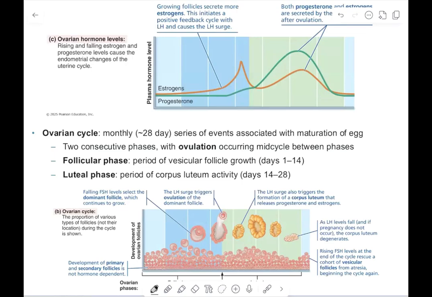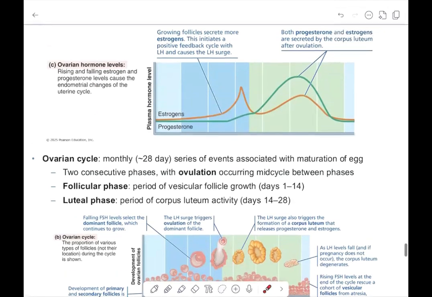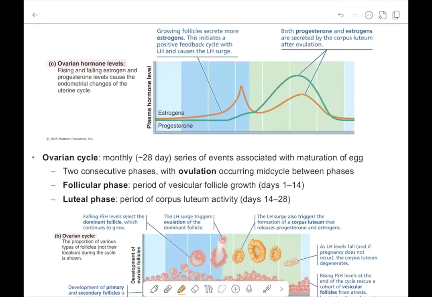In this video, we are going to look at the ovarian hormones as well as the ovarian cycle. The production of the hormones from the ovary are shown in this graph at the top of your slide. We can see rising and falling estrogen and progesterone levels. Those are going to be responsible for causing the endometrium to change within the uterus. That's specifically called the stratum functionalis, that top layer within the endometrium.